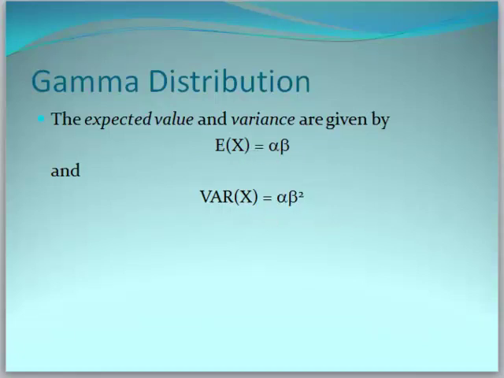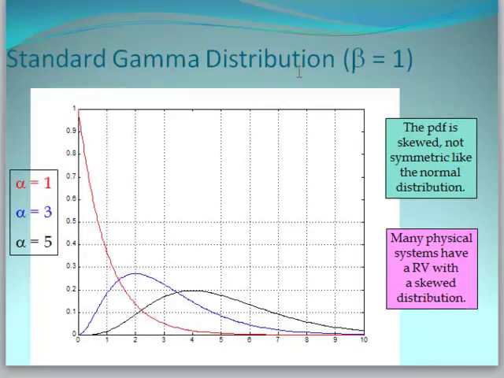And here's our standard gamma distribution. You can see it's nicely laid out here. The probability density function is skewed, not symmetric like the normal distribution, and many physical systems are going to have this kind of skewed distribution, so that's why it can be so handy.